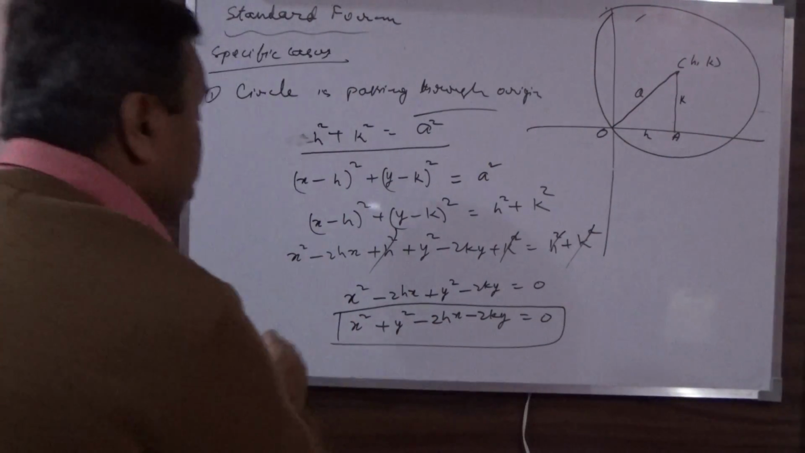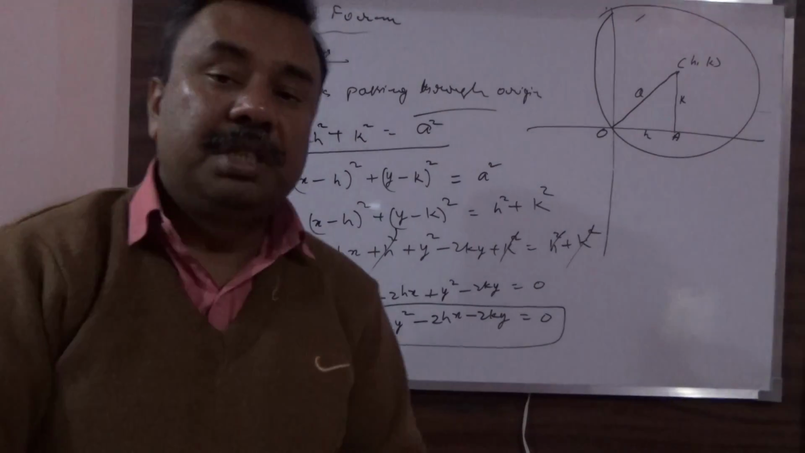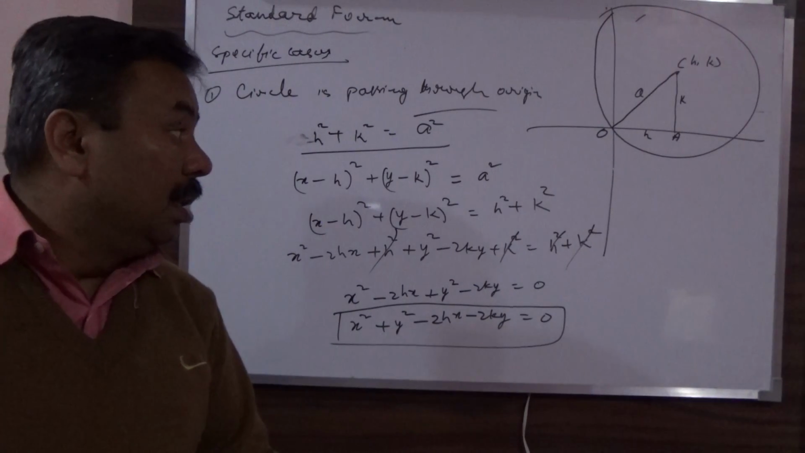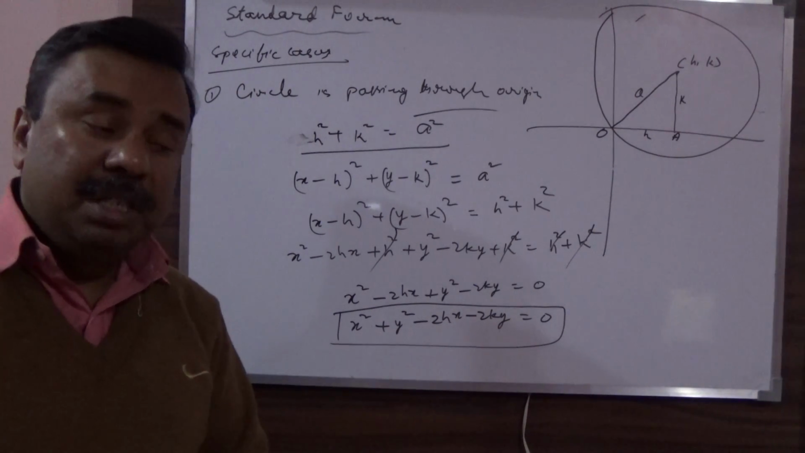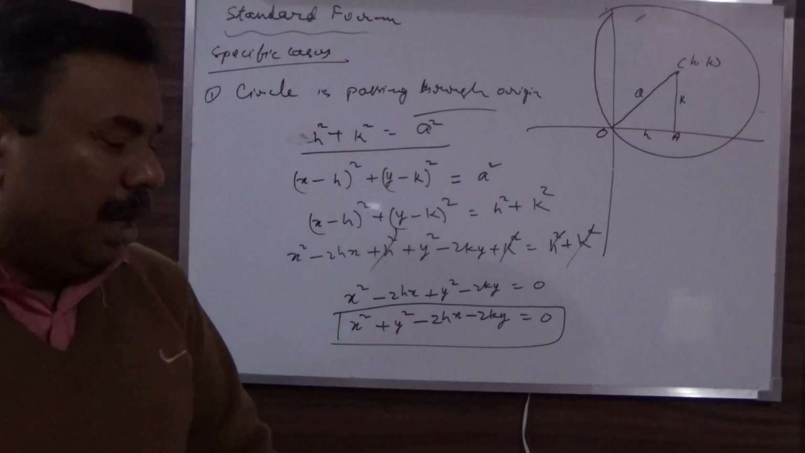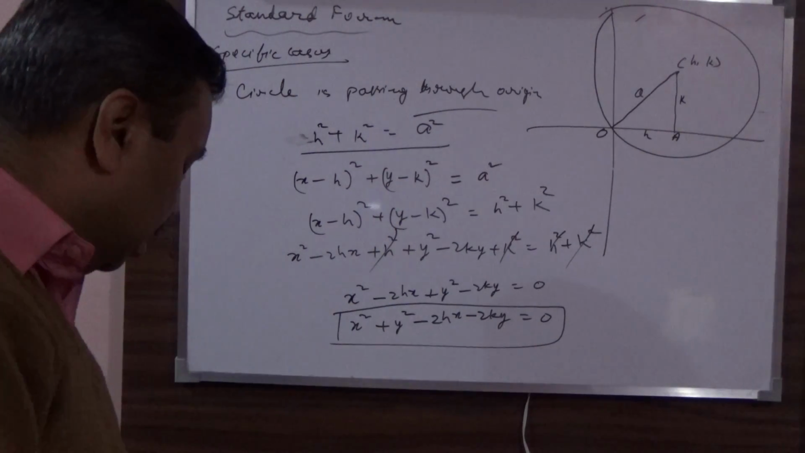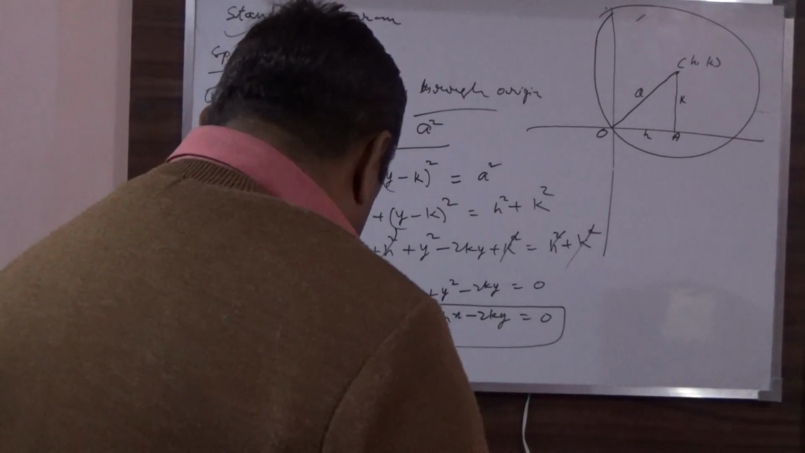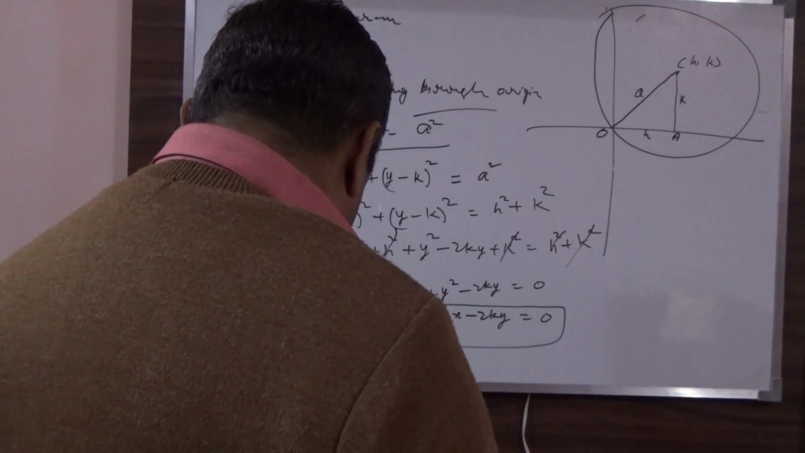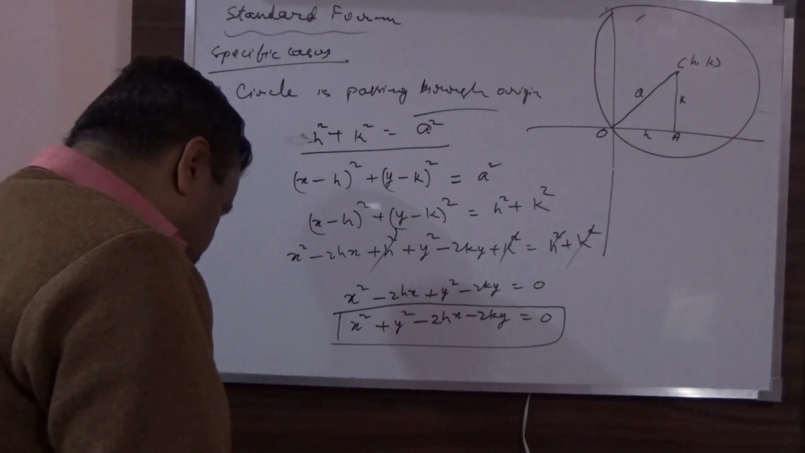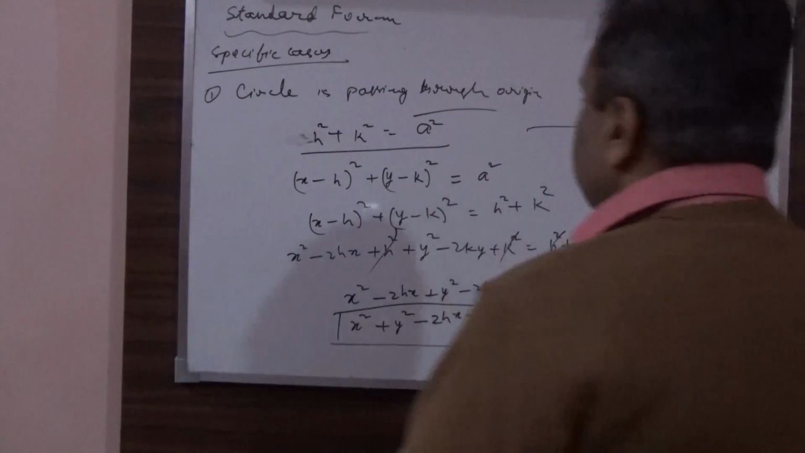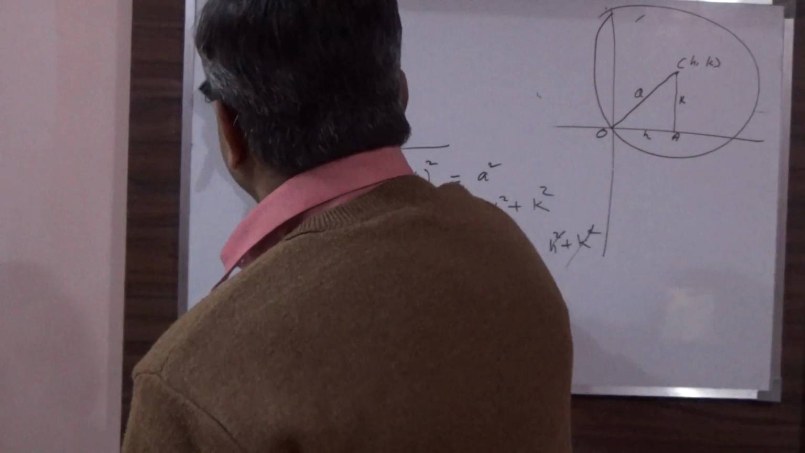This is the equation when the circle is passing through the origin. Okay, now there is another thing, that is when the circle is touching the x-axis.